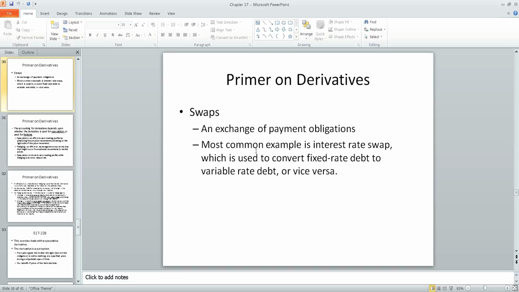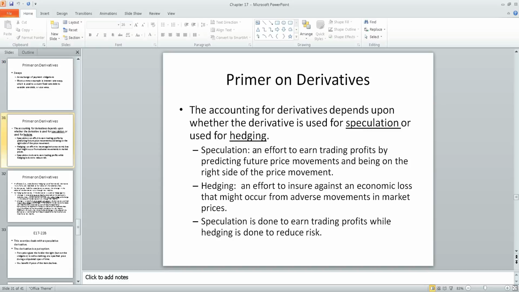A swap is an exchange of payment obligations, and the one that we're looking at in this problem, and the most common example of swaps, is an interest rate swap, which is used to convert fixed rate debt to variable rate debt or vice versa.